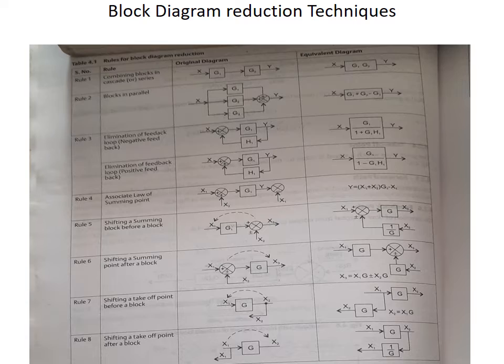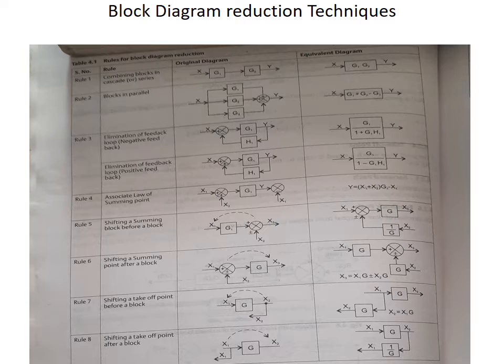If you are giving H1 to the summing point as positive, you get an overall transfer function of G divided by 1 minus G into H1. So depending upon whether you give H1 as positive or negative, your denominator is either negative or positive, the opposite sign. This is how to find the overall transfer function of a system with a forward path and feedback path.